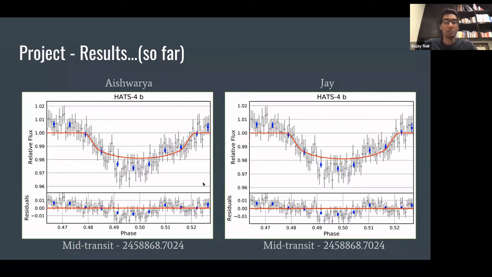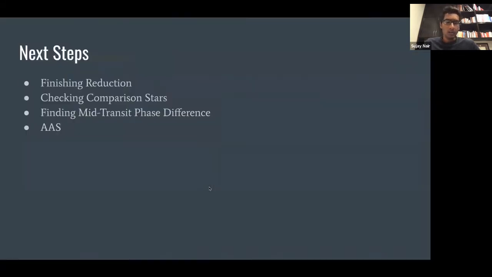Later, we're going to use those mid-transit values corresponding to each of those light curves to see the differences compared to the NASA Exoplanet Archive, which is one of the more important values that we want to see. So what are our next steps? Well, we want to definitely finish the reduction and get a few more light curves of the data. Once that's done, we'll check all of our used comparison stars to learn a little bit more about the light curves and the data itself.